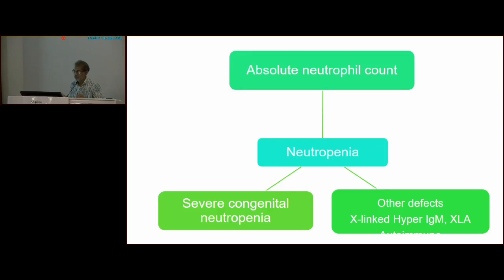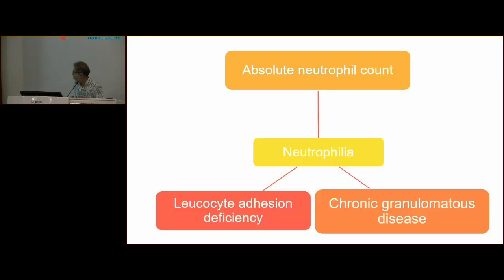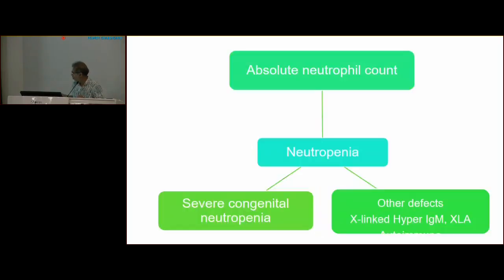These children, 25 to 30% of them may have neutropenia at presentation. X-linked agammaglobulinemia is also associated with neutropenia, and at the bottom there are other autoimmune disorders like common variable immunodeficiency, which can be associated with neutropenia.